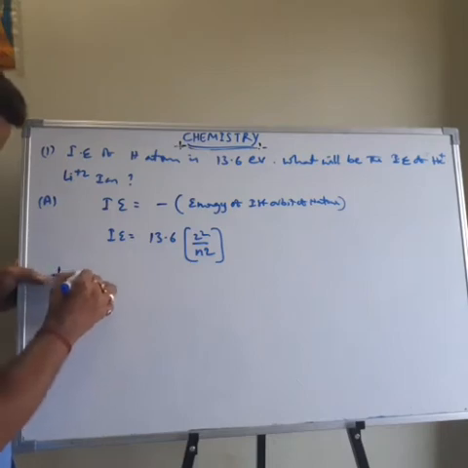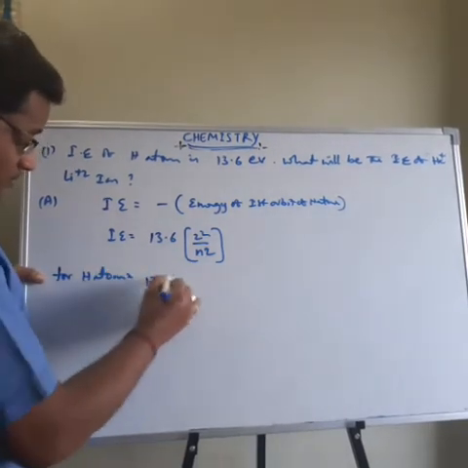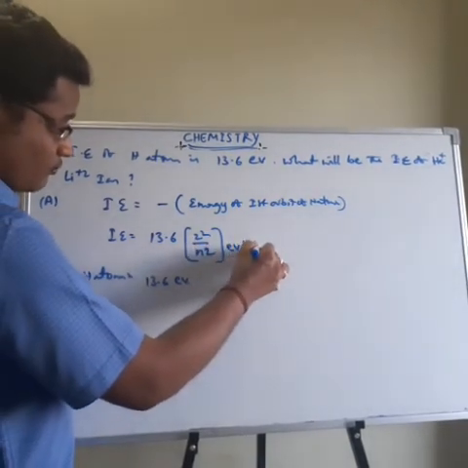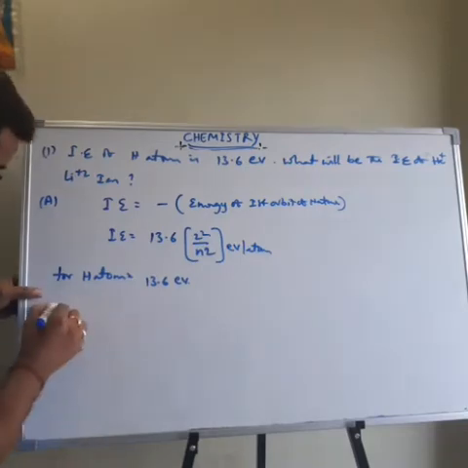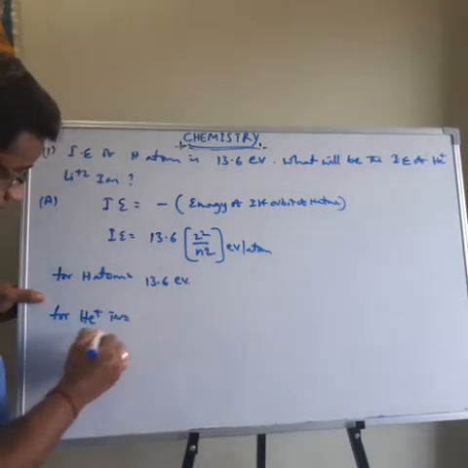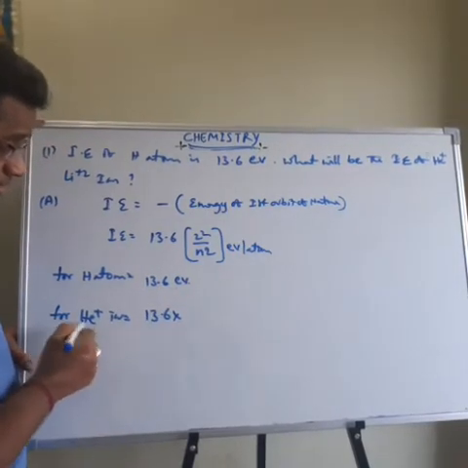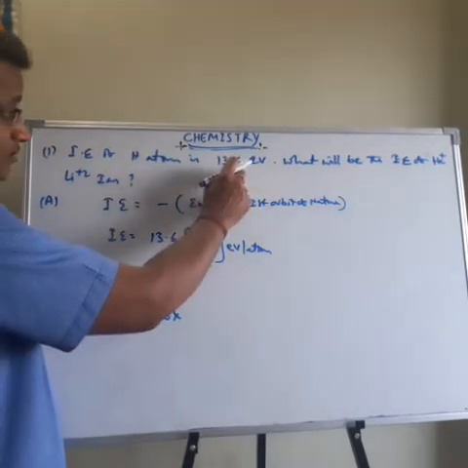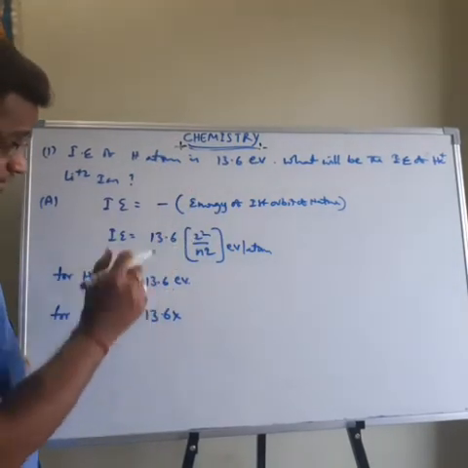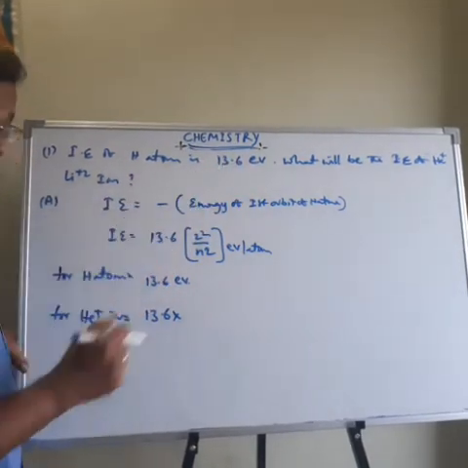For hydrogen atom, what is that? 13.6 electron volt. It means we have to use the electron volt per atom formula. For He+ ion, this value 13.6 is constant, because they have taken 13.6 electron volt as the ionization energy of hydrogen atom. The same value you have to take. No need to take another value. Here, what they gave, that value you have to take.